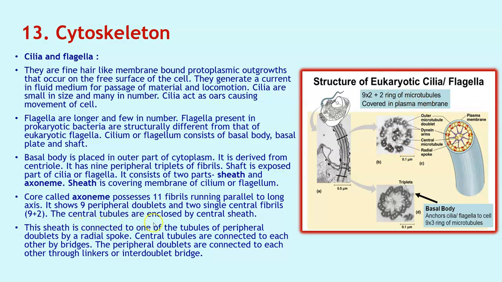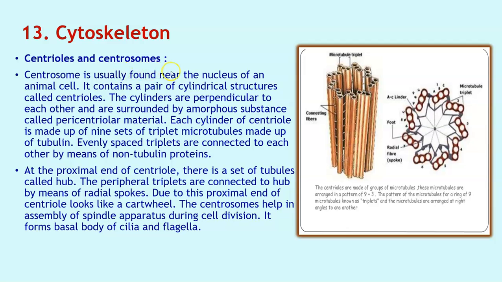The central tubes are enclosed by the central sheath. The sheath is connected to one of the tubulins of the peripheral doublets by a radial spoke. So you have these radial spokes that bring about the connection of the tubulins to the sheath. Central tubulins are connected to each other by bridges. The peripheral doublets are connected to each other through linker or interdoublet bridges. So here in between also they are interconnected with the help of the linker or interdoublet bridges.